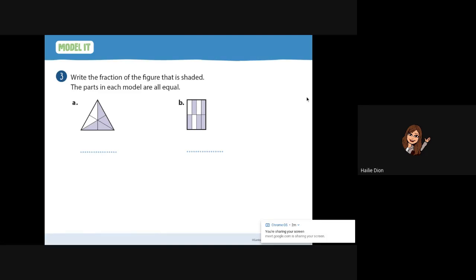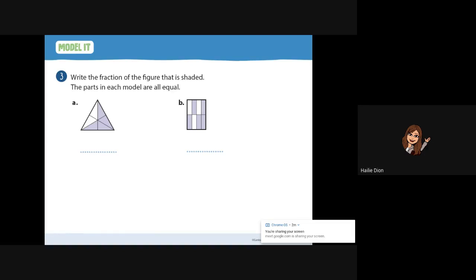So now for number 3, super duper easy. We have 2 shapes divided up into equal parts, and you need to write a fraction of the figure that is shaded. So for part A, you're counting up the triangles that are inside the bigger triangle, and you're counting how many are shaded and how many there are total. And same thing with part B, just now we have equal rectangles inside a larger rectangle.